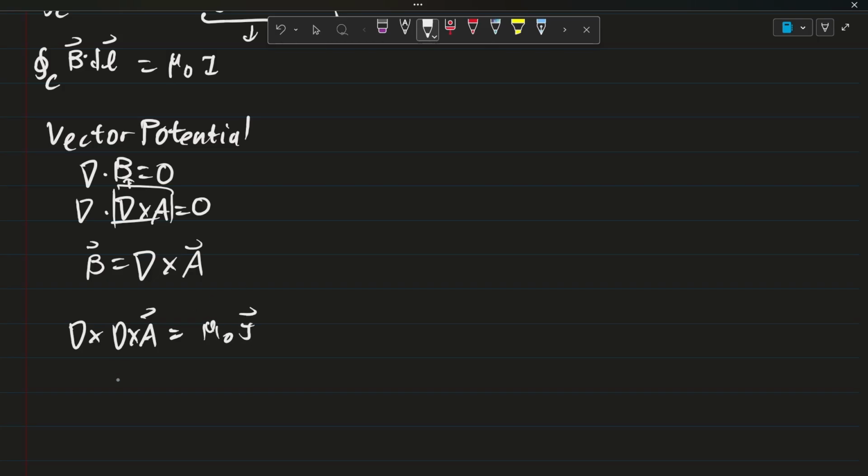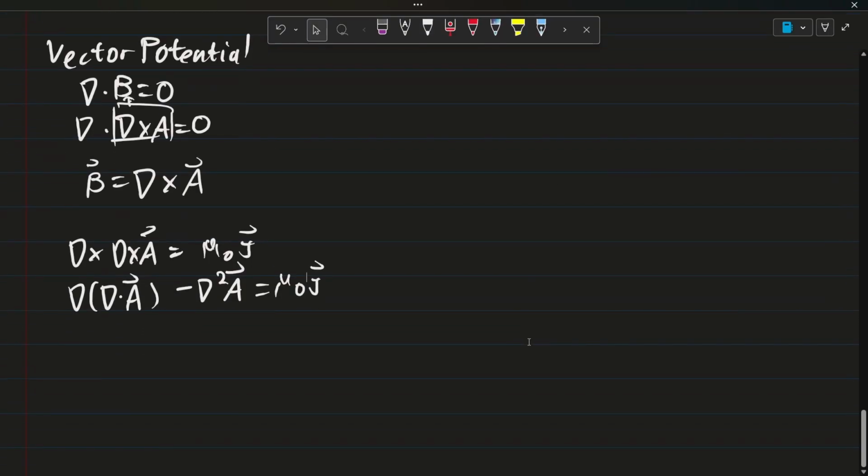And using some identities, what you could have is the gradient of the divergence of A vector subtracted by the Laplacian of A vector must equal to mu 0 J vector. Something to note here is that the magnetic vector potential has lots of different solutions. So what we can do is try to limit the number of solutions by defining the divergence of A vector to be 0. This is not constraining any type of physics. We are just basically setting a standardized system where the divergence of A vector is 0.